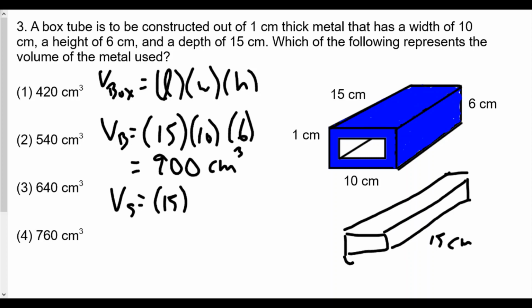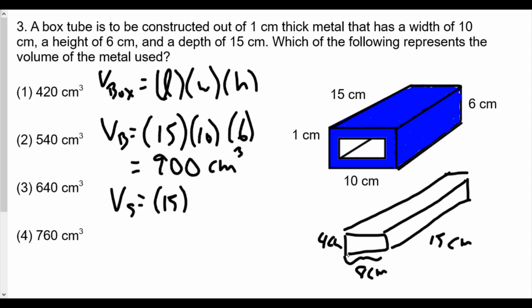However, this measurement is not 10, because if each of the sides is going to be 1 inch, that will mean that I must take 1 inch from the left side and the right side. Therefore, 10 minus 2 is 8 centimeters. And if the height is 6, then I must take one from the top and the bottom. Therefore, 6 minus 2 will be 4 centimeters.